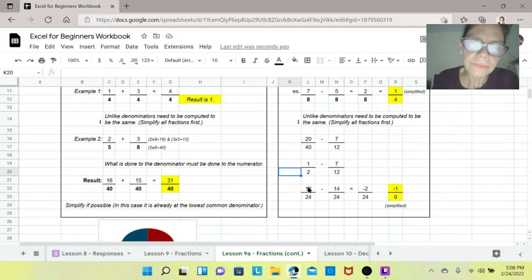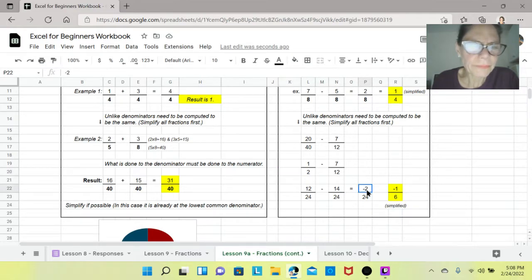So 12 over 24 minus 14 over 24 equals 12 minus 14 is -2. 24 stays the same. And then shrink it, -1 over 12. I probably should have done it the other way. I should have done 7/12 minus 20 over 40, but you see what I mean.